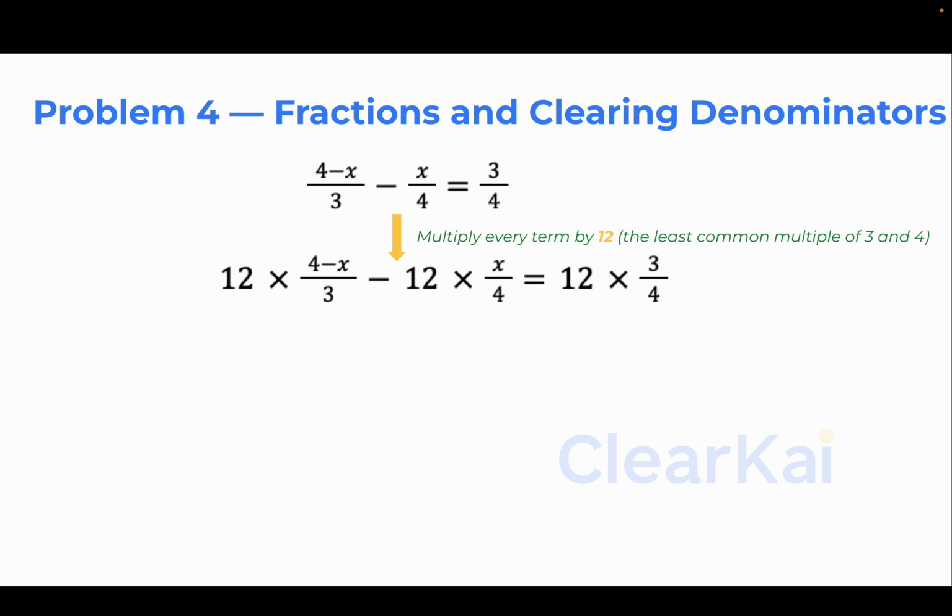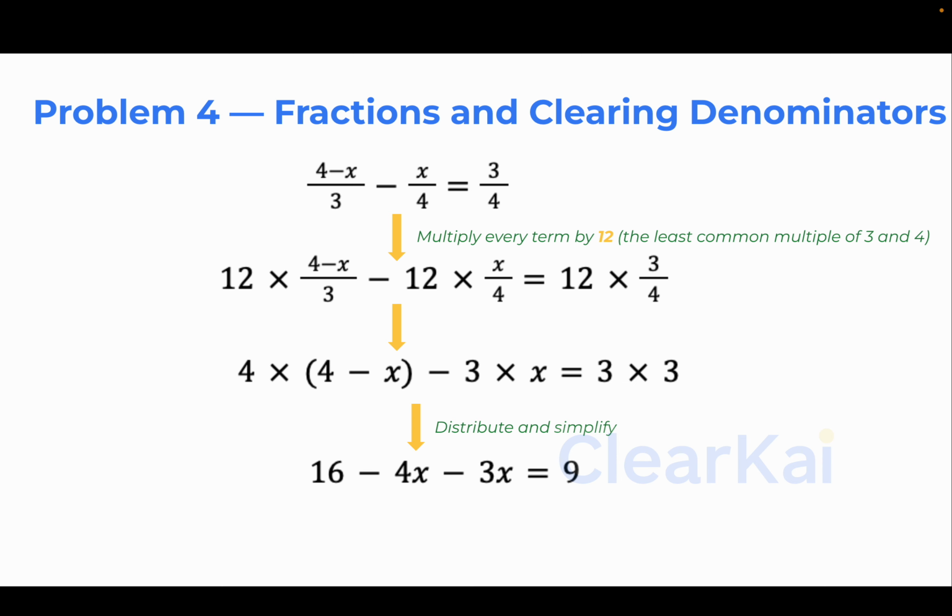12 times (4 - x/3) - 12 times x/4 = 12 times 3/4. Now let's simplify each term. 12 divided by 3 is 4, and 12 divided by 4 is 3. So now we have 4(4 - x) - 3x = 3 times 3. Let's distribute and simplify.